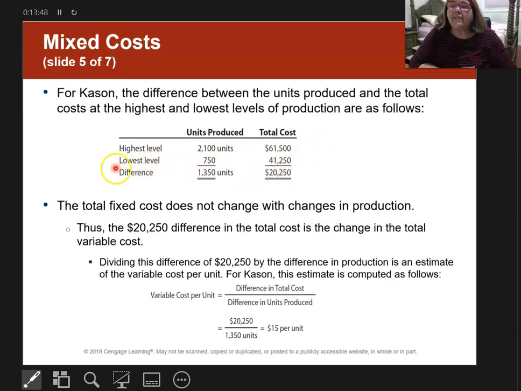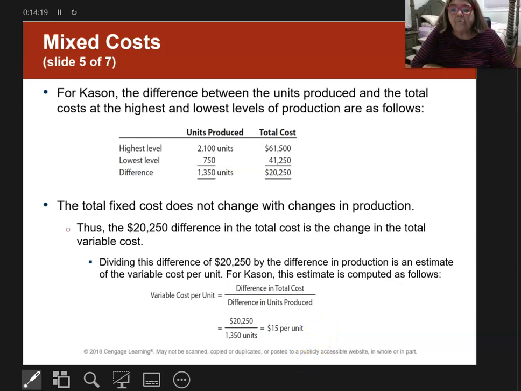And then I subtract out the lowest level. This is the number of units. This is the cost. And so I take the difference of the two and put them into this formula down here. So the variable cost, because this is mixed, first we find the variable, then we're going to find the fixed. The variable cost per unit is the difference in the total cost divided by the difference in the units produced. So basically, when I do it, it's $15 per unit.